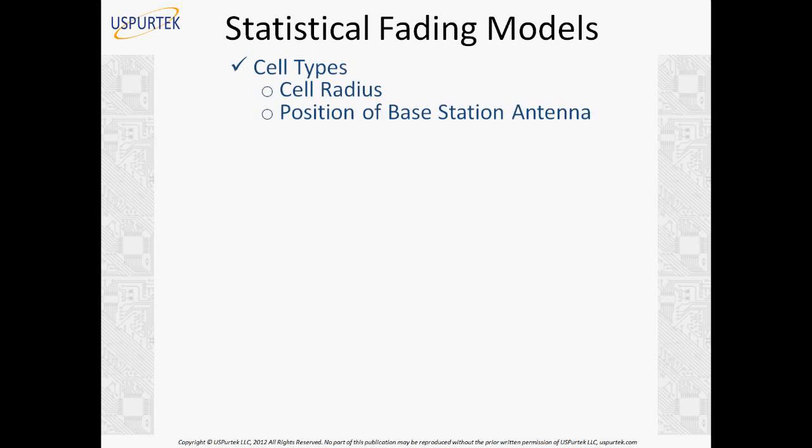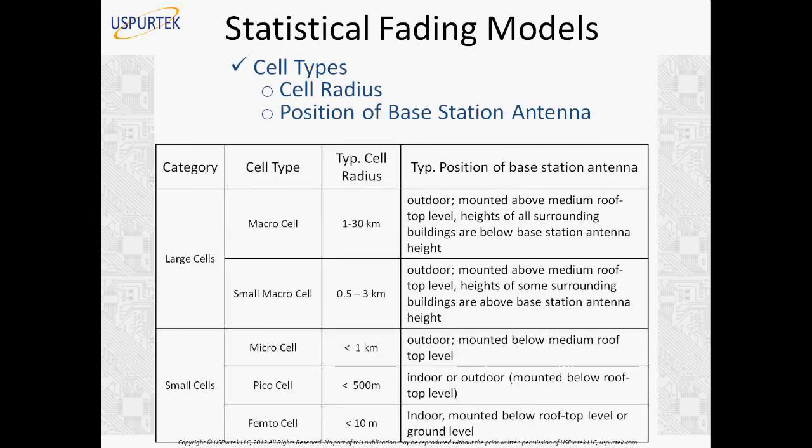Well, now let's move on to see how the different cells are classified in cellular communications. Basically there are two factors here. One is the cell radius. Cell radius defines how big the cell is.